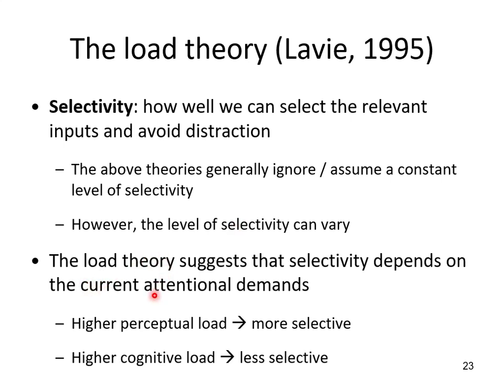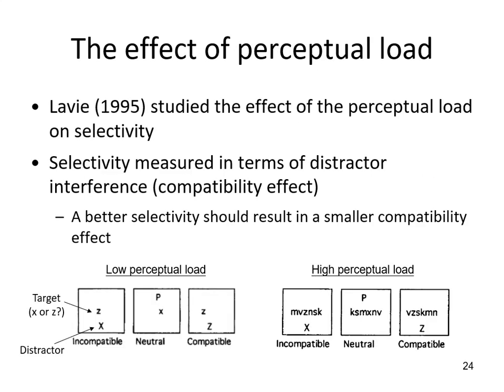The load theory suggests that at least two issues will influence the level of selectivity. It focuses on our current attentional or mental demands. The load theory focuses on two types of load. The first type is perceptual load, which will improve selectivity. The second kind is cognitive load, which will reduce selectivity. I will not explain it here because we will explain them one by one. So first, what is perceptual load?